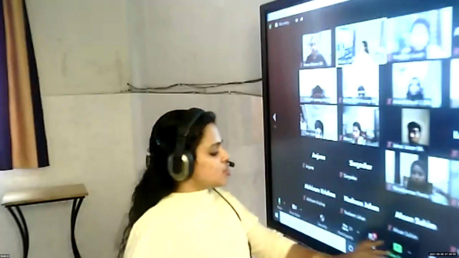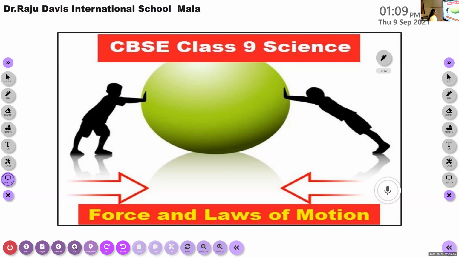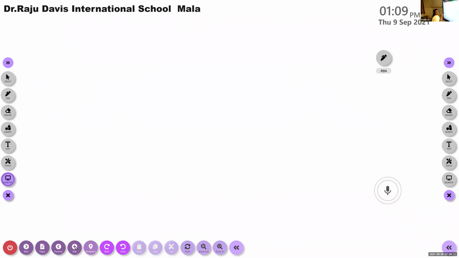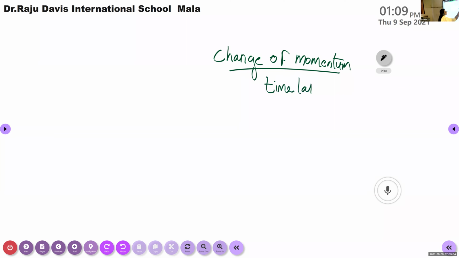In the last class, we derived the mathematical equation for Newton's second law of motion, but we did not complete it. So once again, we can go through all these different steps. According to our second law, the rate of change of momentum. What do you mean by rate of change of momentum? Change of momentum divided by time taken.